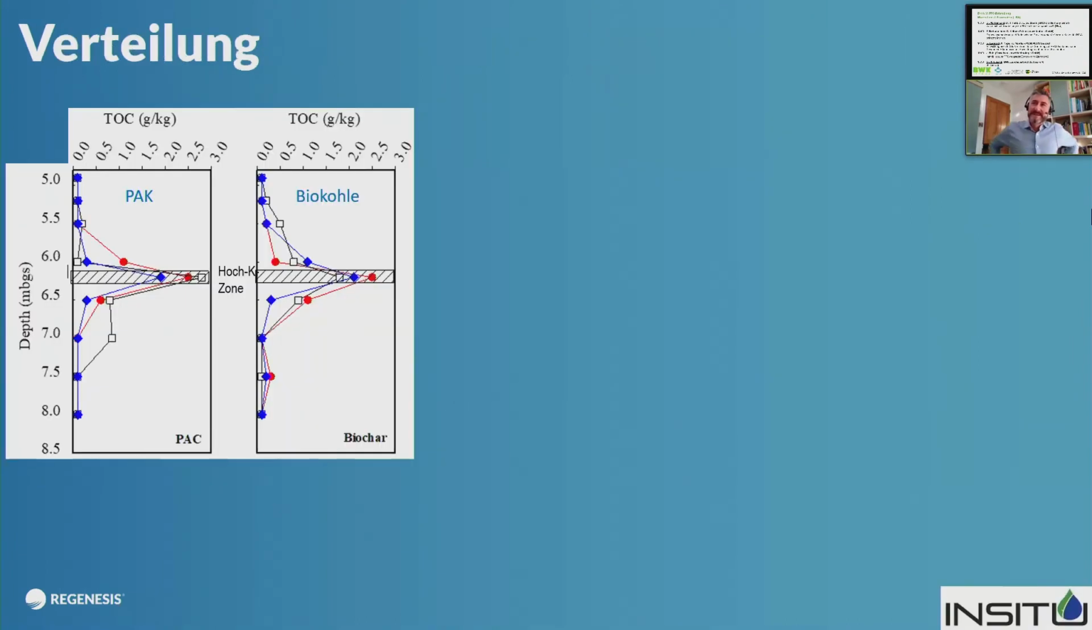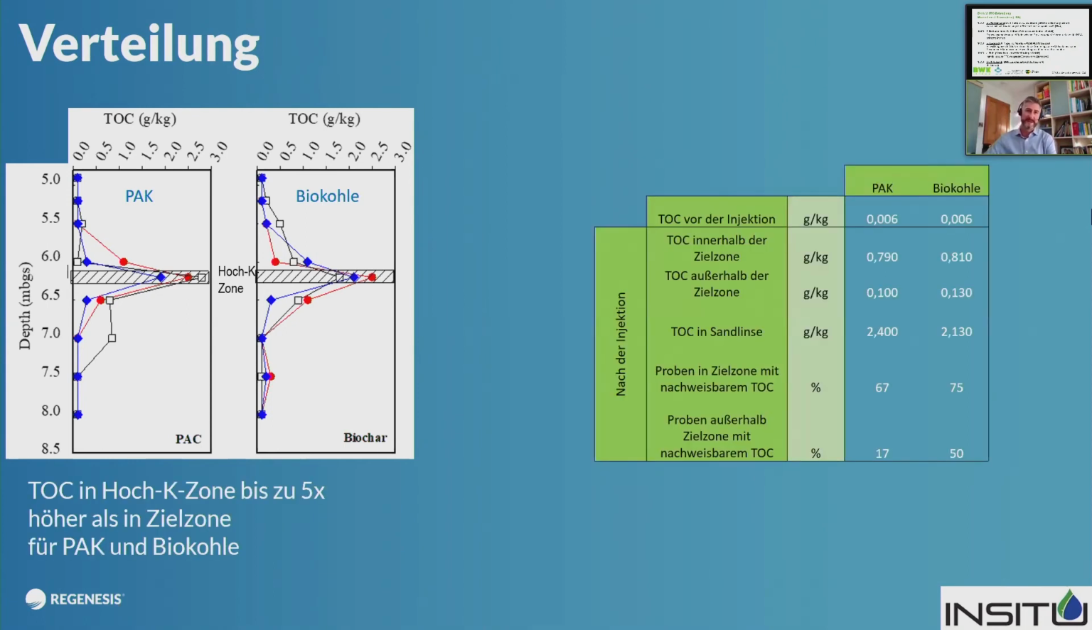So looking closer at this, looking at the distribution, this time we're looking at the TOC, and we're using TOC to measure where those sorptive materials have gone to. You can see here with the powdered activated carbon and the biochar that a lot of it has gone into this high K zone, this medium sand zone, and not a lot of it has gone into the rest of the treatment zone, which granted has a slower flow rate, but will still be carrying quite a lot of contaminant mass and so needs treating.